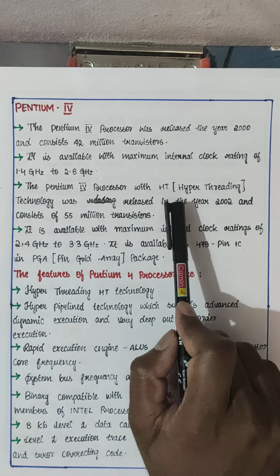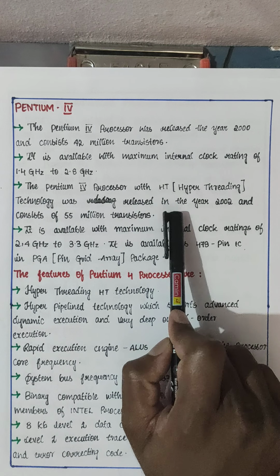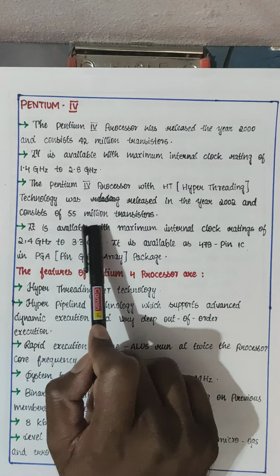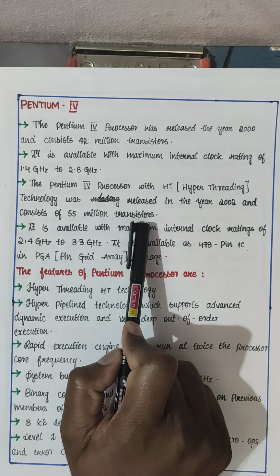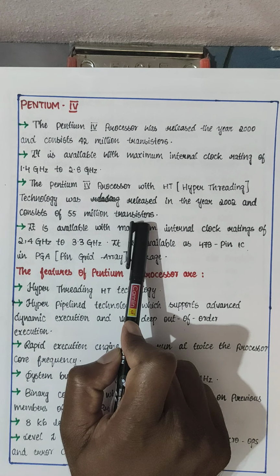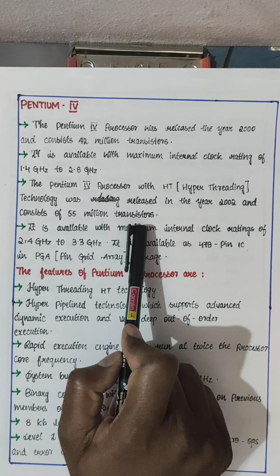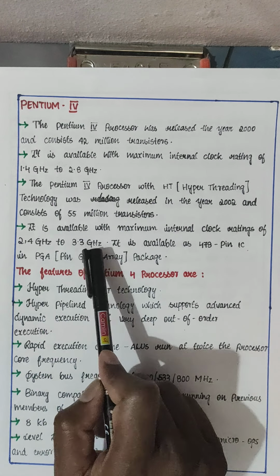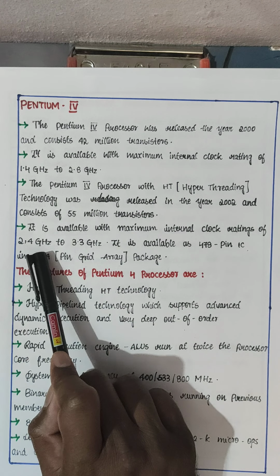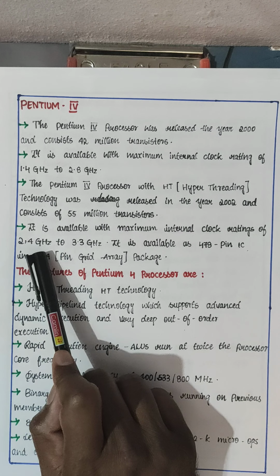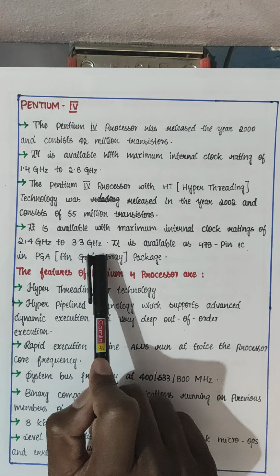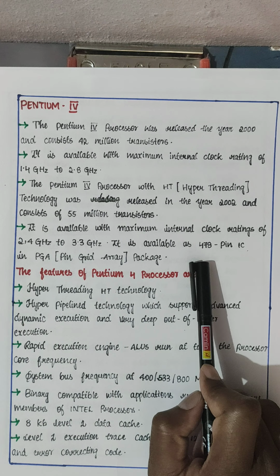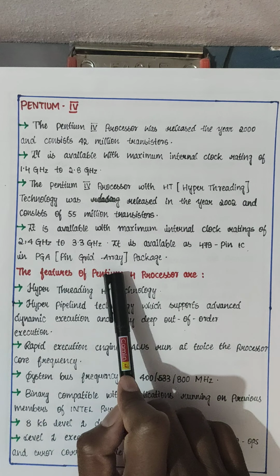The Pentium 4 processor with HT, hyper threading technology, was released in the year 2002 and consists of 55 million transistors. It is available with maximum internal clock ratings of 2 gigahertz to 3.3 gigahertz. It is available in a 478 pin IC pin grid array package.